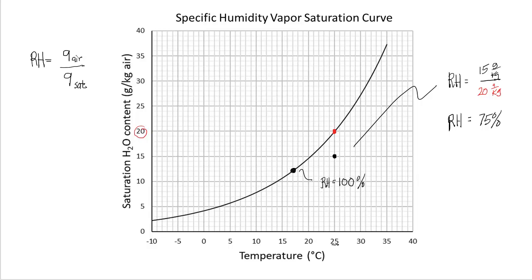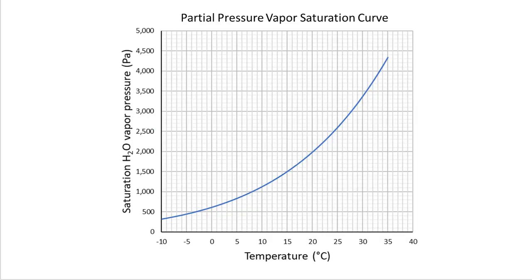I want to make a quick point: even though it's not exactly the same, we can do the same thing to calculate relative humidity using the partial pressure diagram. Remember, at 25 degrees, we had a relative humidity of 75%. So we could plot that air mass on this diagram as well. We'd note that at 25 degrees C, in terms of partial pressure, the partial pressure at saturation is right there.